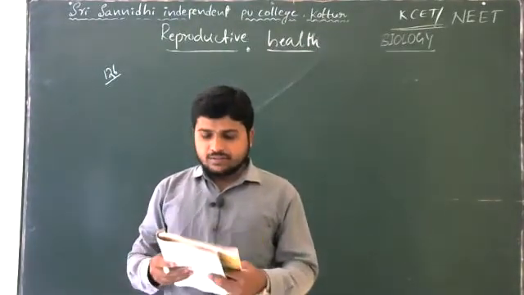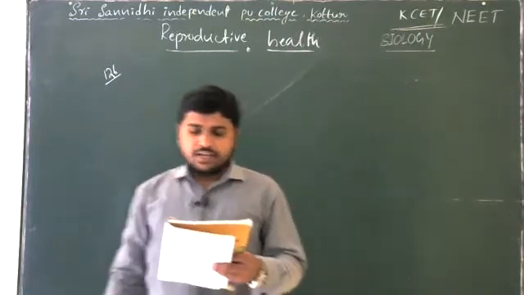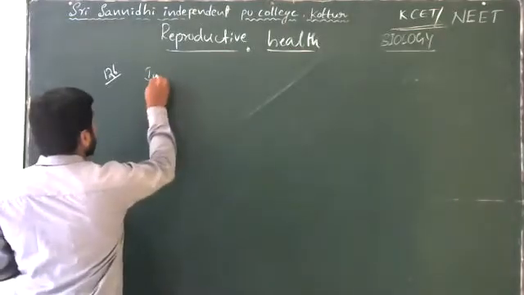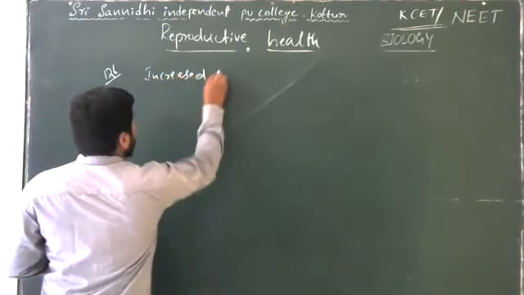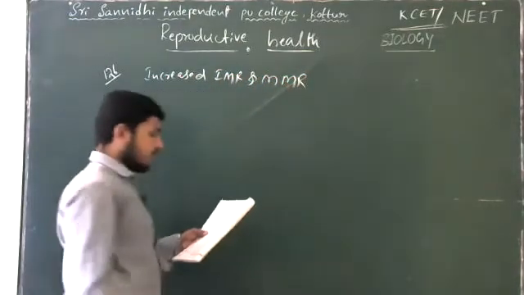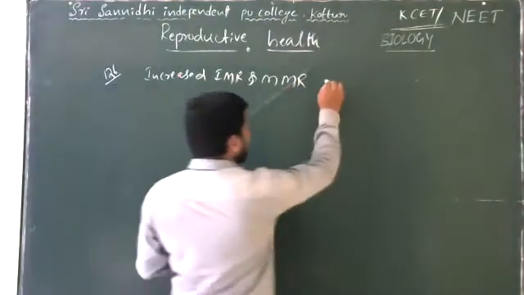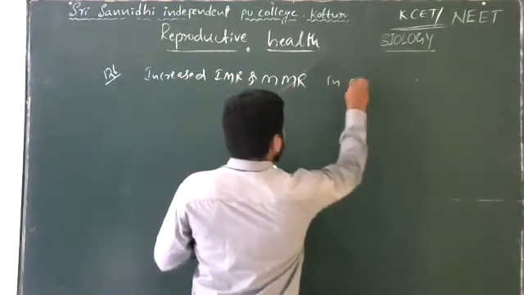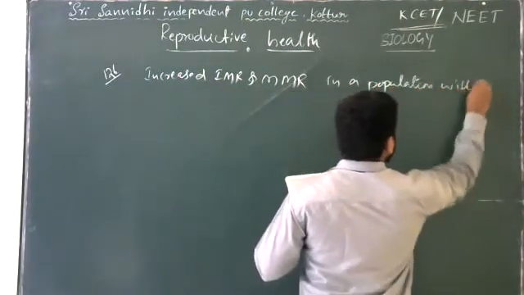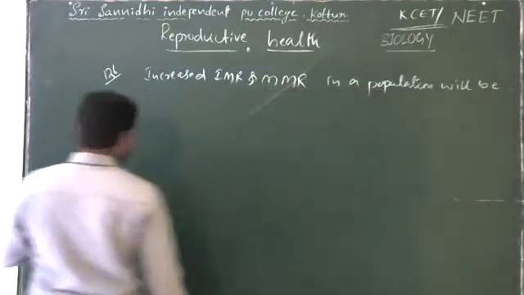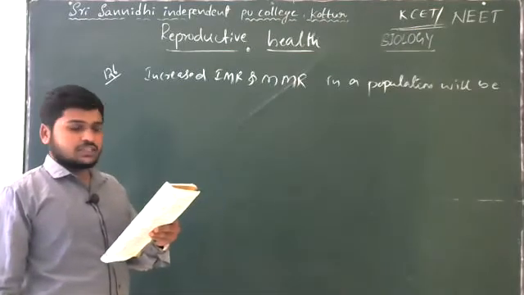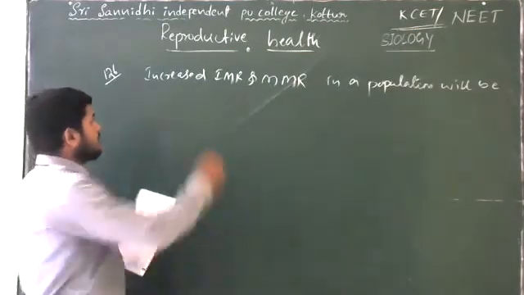Increased IMR and MMR in a population will. Increased IMR and MMR, what happens in a population? The options are given: causes rapid increase in population growth.